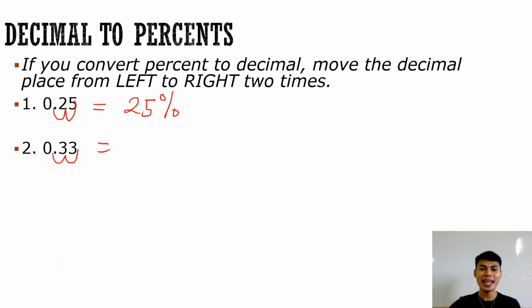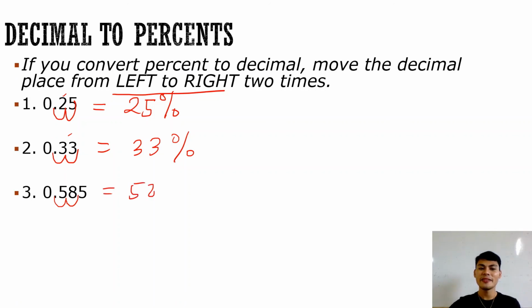Kabaliktaran naman ha, left to right. Decimal kasi tayo papuntang percent. 33%. Ito, 0.585. 1, 2. Hindi i-3 ha, 2 movements lang. So, it's 58.5%. Di ba? At home. Pause the video or answer directly. It's 1, 2. Sir, it's 135%.